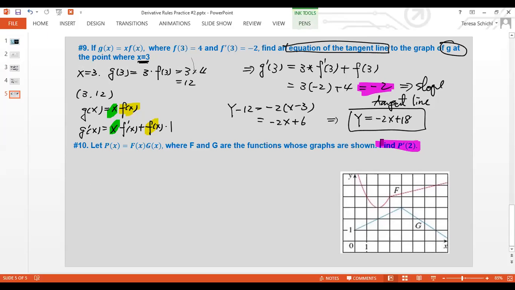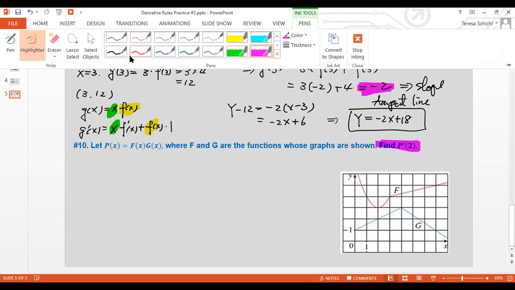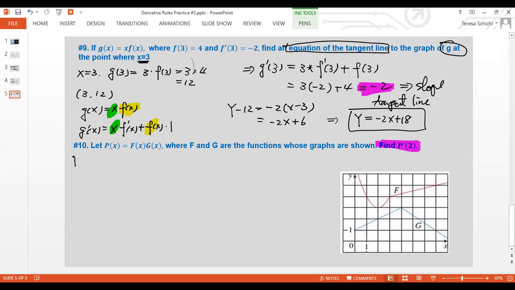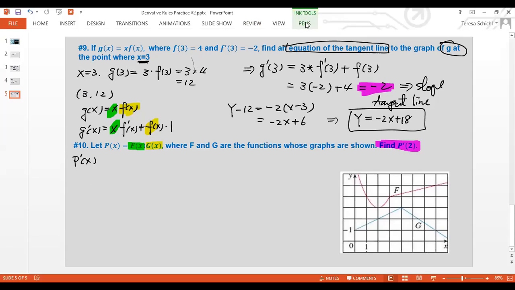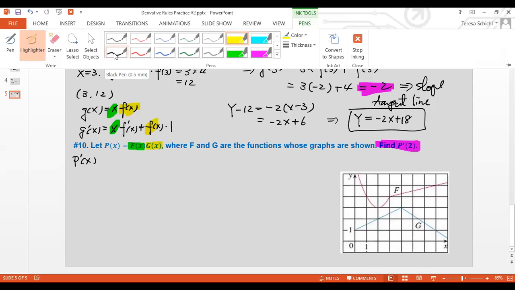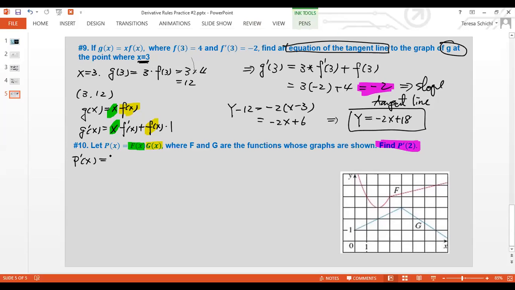They say f prime 2. So f prime 2 means I need to take the derivative of p function, right? So p is f(x) times g(x). Now I'm going to use the product rule. Holding the first one, f of x, the derivative of the second one, g prime x. That's right. So to highlight that, holding this one, take the derivative of the second one.